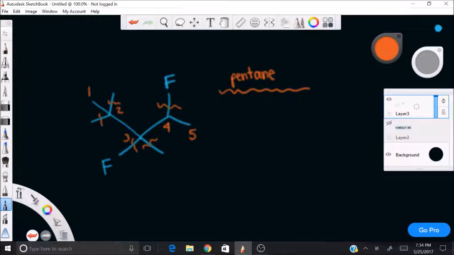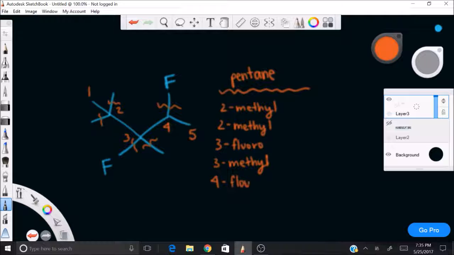So the first thing I do is realize, okay, at position 2 I have a methyl. I have another methyl. At position 3 I have a third methyl. And then at position 3 I also have a fluoro group. And at 4 I have another fluoro. And so I just go through and list down, in numerical order, whatever I saw in the example.